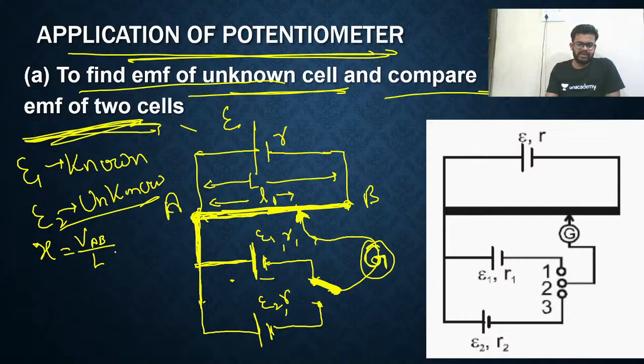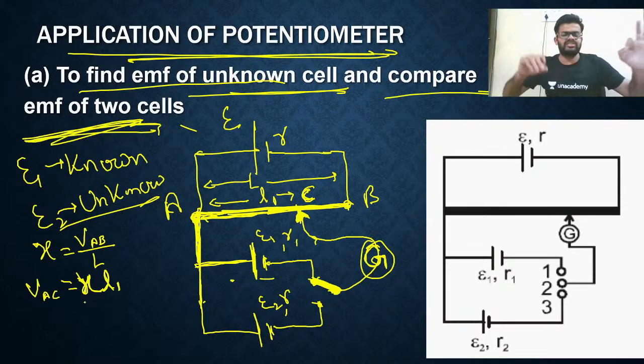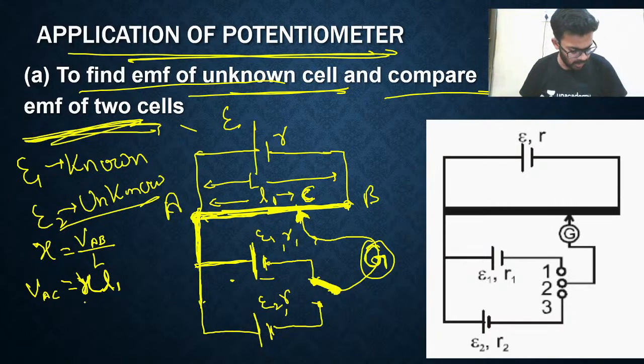Now next, I will say keep this point, let's say this is C. So V_AC will be equal to what? Directly you will write X into L1. So this is the potential drop across A and C. A is the starting point, C is the balancing length. C is the point where the deflection in the galvanometer is zero.